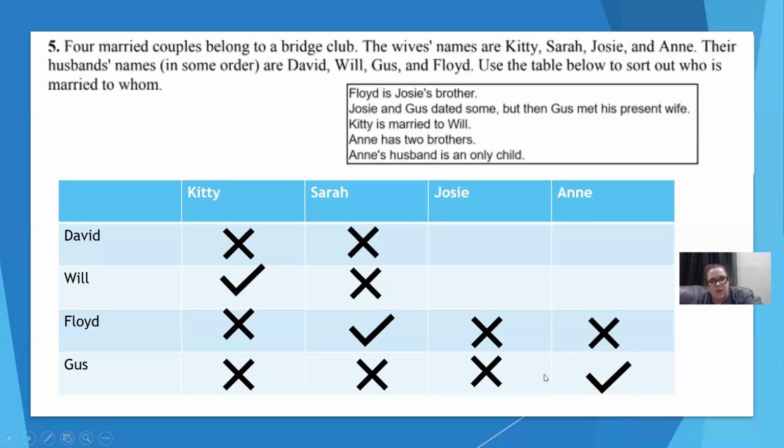So she's not married to David or Will or Gus. So then Anne, for Gus's option, was the only one. So Anne is married to Gus, who is an only child. So therefore, Josie can't be married to Will because Kitty is. And Will is not married to Anne because he's married to Kitty. So Anne's not married to David because she is married to Gus. So that leaves Josie and David married. So we have Kitty and Will are a couple, Sarah and Floyd are a couple, Josie and David, and Anne and Gus.